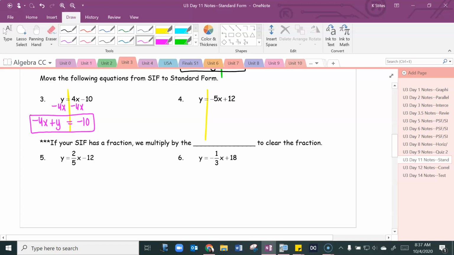Same thing with number 4. We want your x and y together for standard form, so we'll just add our 5x on both sides. Again, the x and the y don't combine, so we just rewrite it. Put your x first: 5x plus y equals 12.